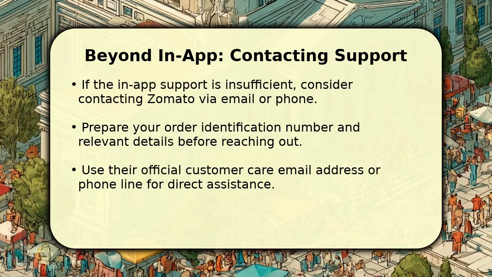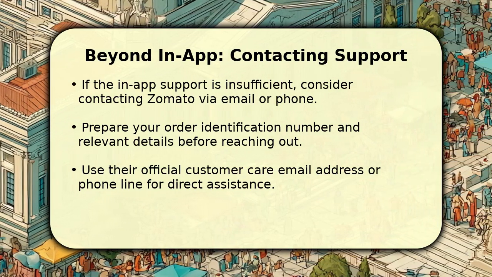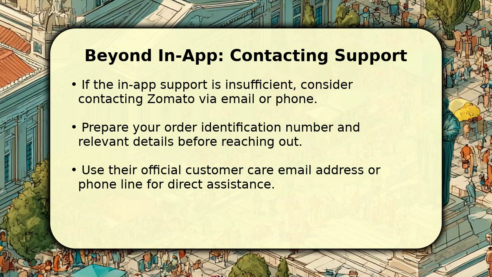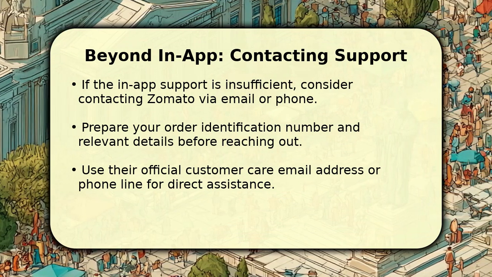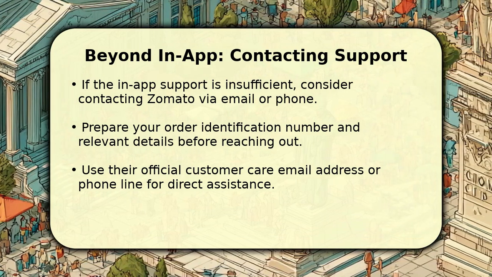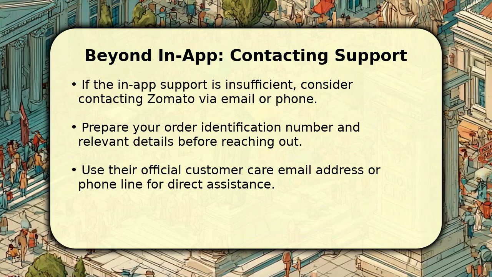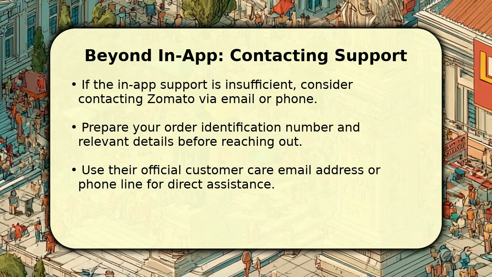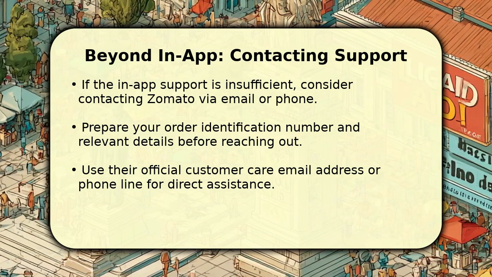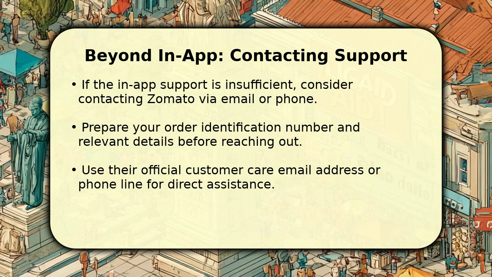Should the in-app support not fully resolve your issue, you have other options for direct contact. You can send an email to their customer service team, detailing your complaint with your order identification number in the subject line. Alternatively, you might find a customer care phone number on their official website for immediate, verbal communication. This method is often preferred for more complex or time-sensitive problems requiring human interaction.